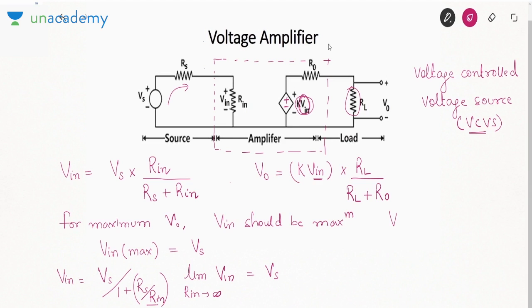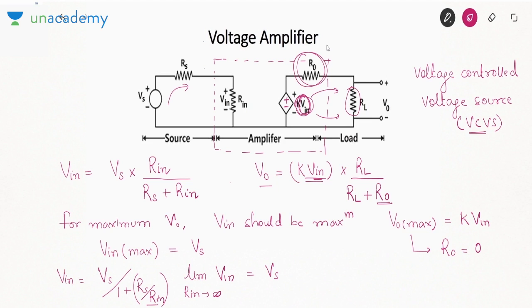Now if you want the maximum value of output, it will be K into Vin. How can that happen? It can happen if R0 is 0. If R0 is 0, RL will get cancelled out. So V0 will be K Vin. That means this entire voltage will appear across the load if this R0 is 0. So what is the requirement of a voltage amplifier? The ideal requirement of a voltage amplifier is that input resistance should be infinite and output resistance should be 0.